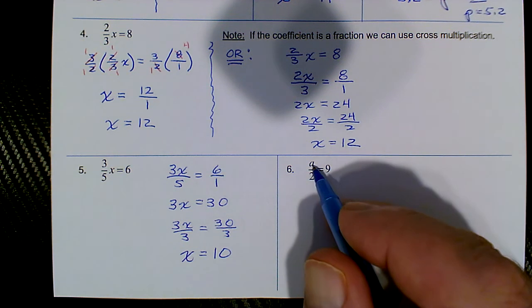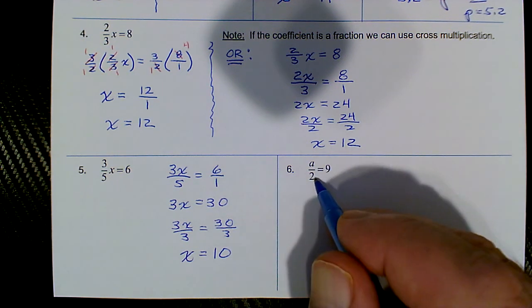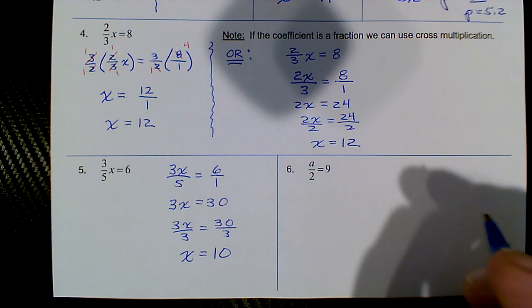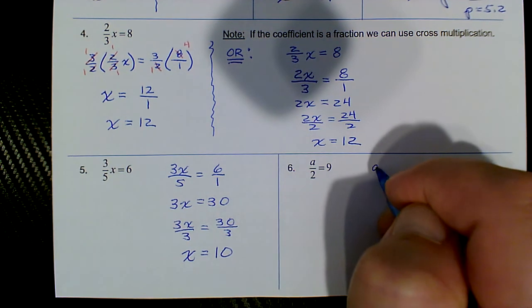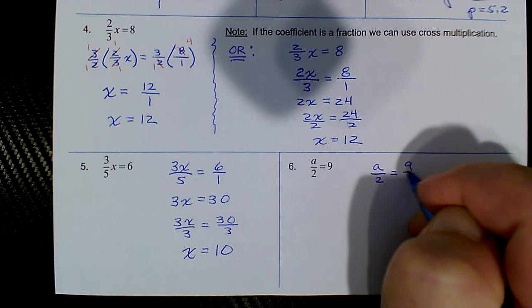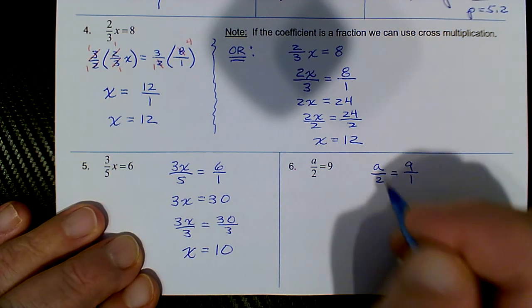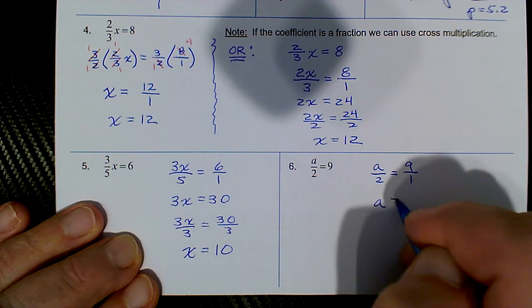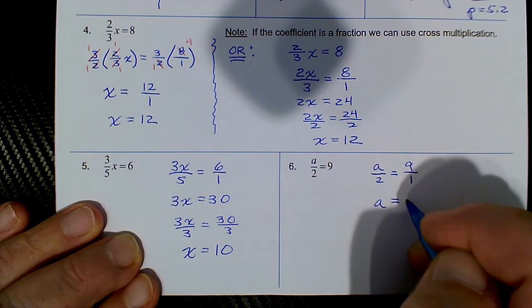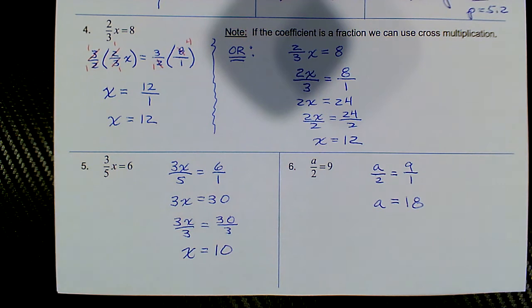Sometimes the problems are set up so it's almost begging you to use cross multiplication. Like in this example, they already have the variable in the numerator of the fraction that's on the left. So if it's a whole number on the right, write it as a fraction by putting it over 1, and then we can cross multiply. 1 times a is 1a, or just simply a right away, and we get 2 times 9, or 18. Okay, so moving on.